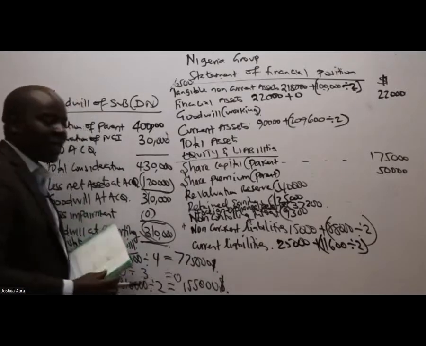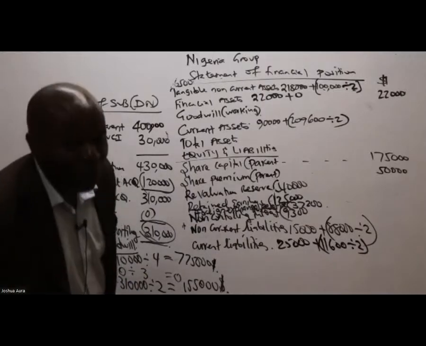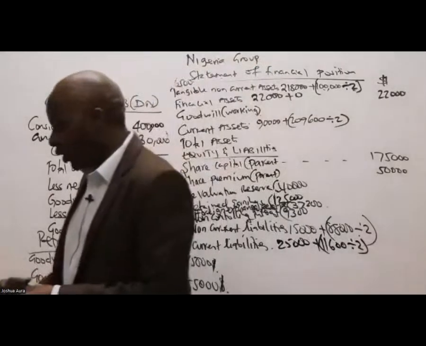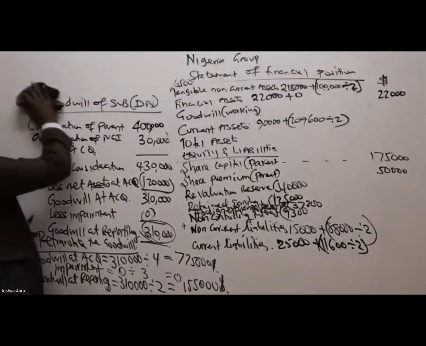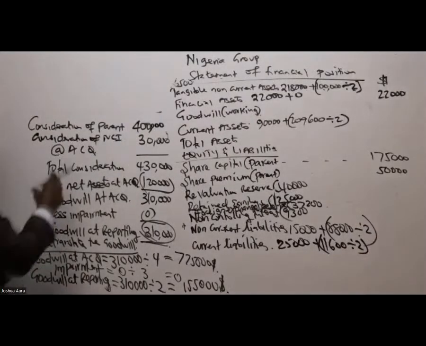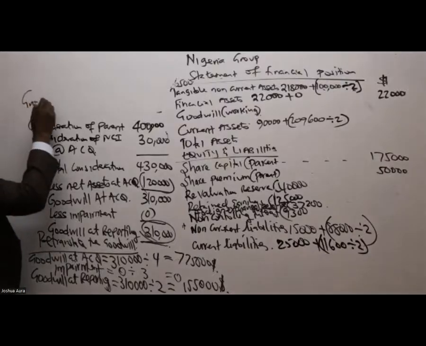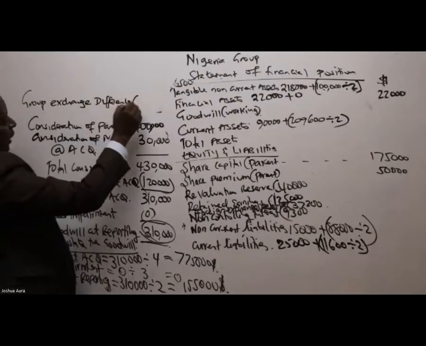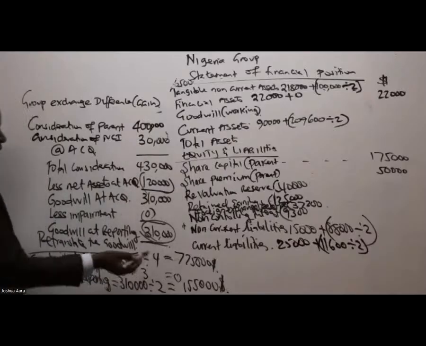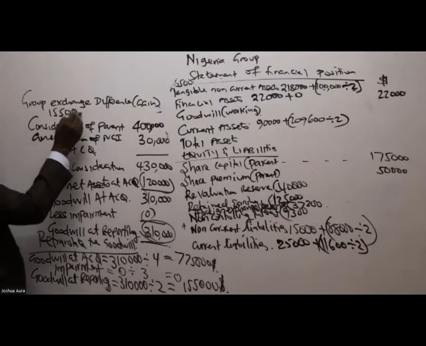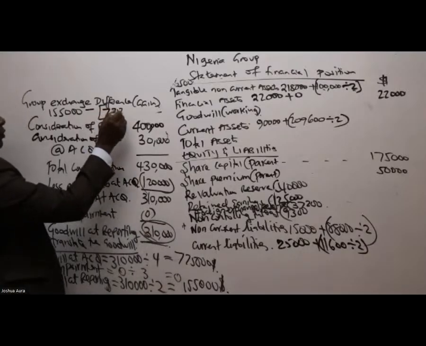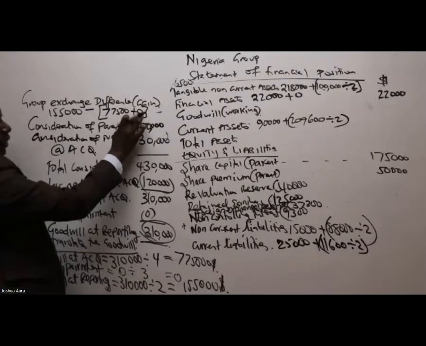So just like we did with net assets, now go ahead and give us the group exchange difference. Again, I can see here the group exchange difference for goodwill. So I will take in this case the closing amount, which is 155,000, minus these two added together, 77,500 plus 0. Just for your revision, include the 0 there.